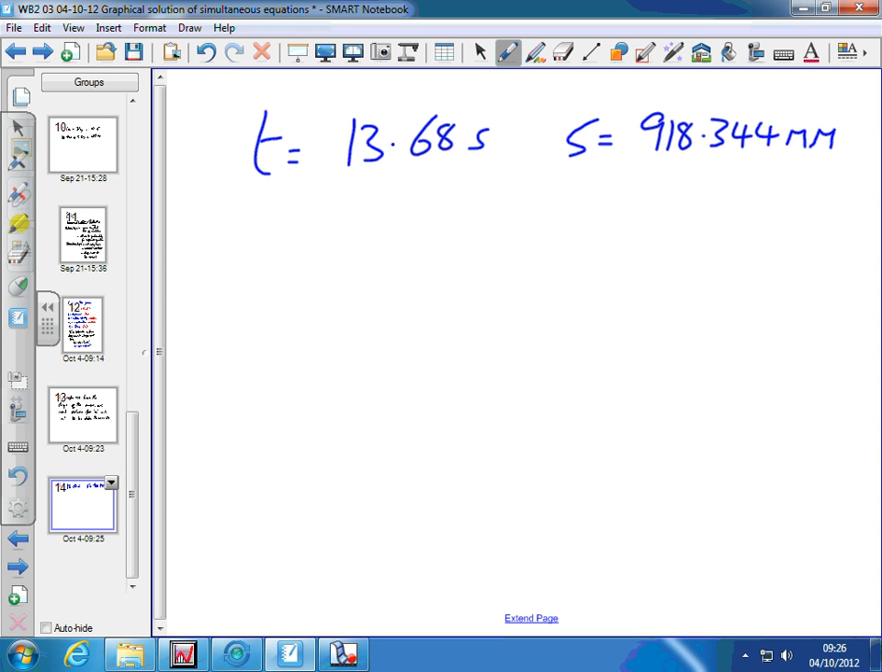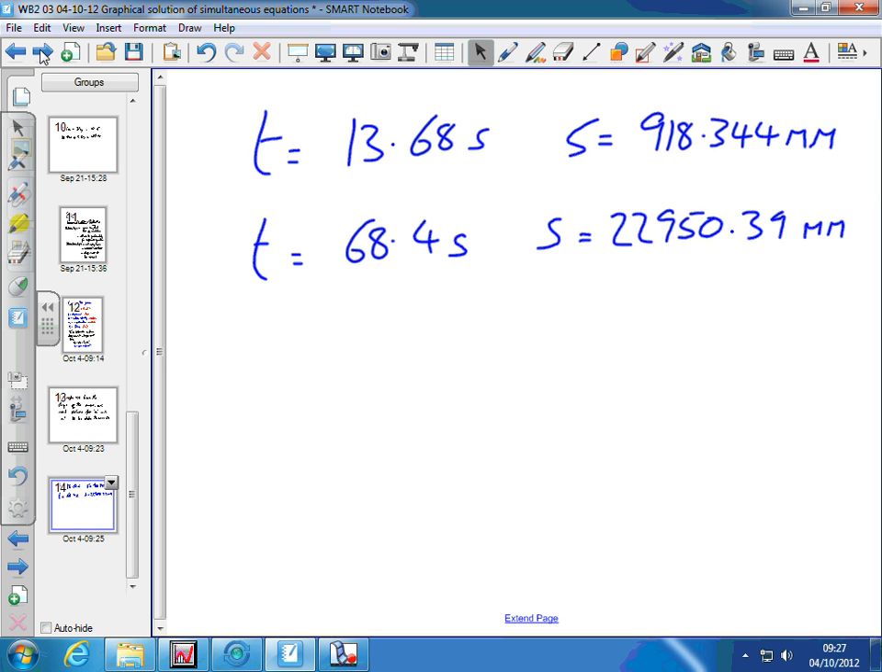That's two unknowns, S and T. So to get the values for these, we need another equation. Two unknowns, two equations, simultaneous equations. So we also note that after 68.4 seconds, the displacement, so it's moved further, and it's now gone to a displacement of 22950.39 millimeters. So now we can form two simultaneous equations and plot them to solve.